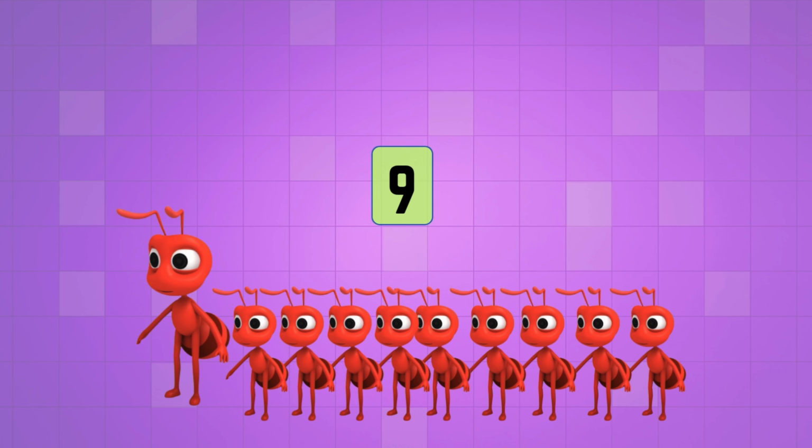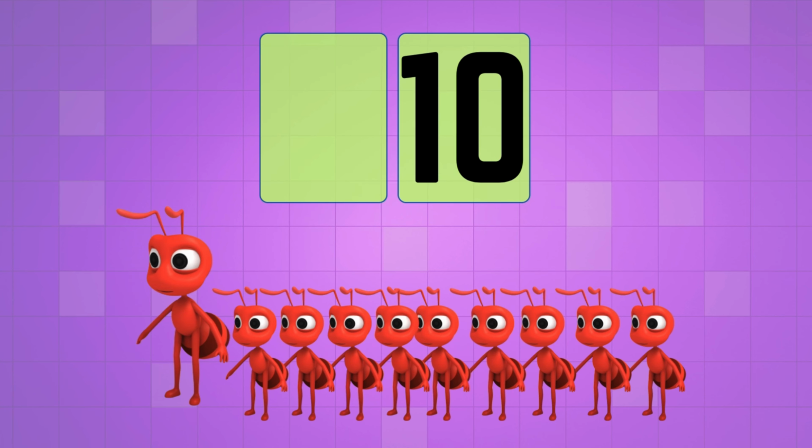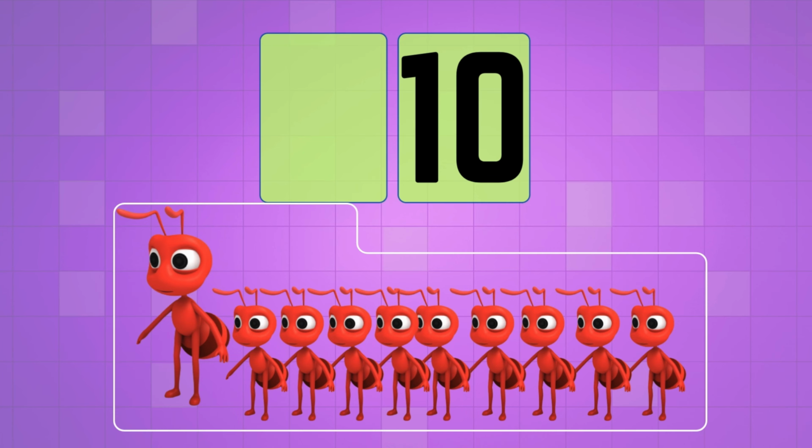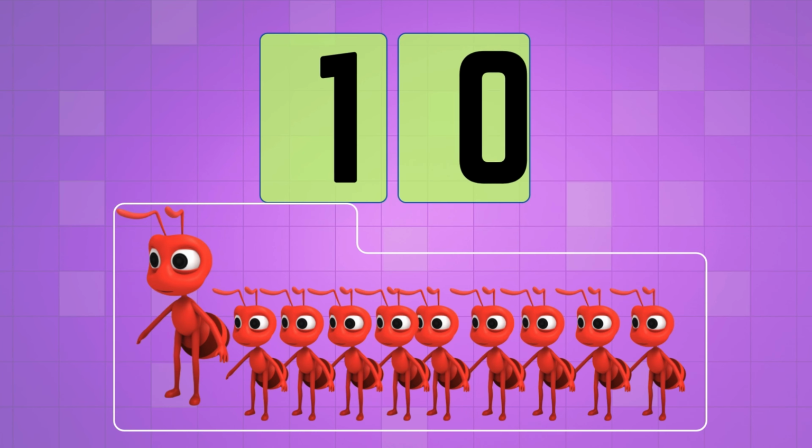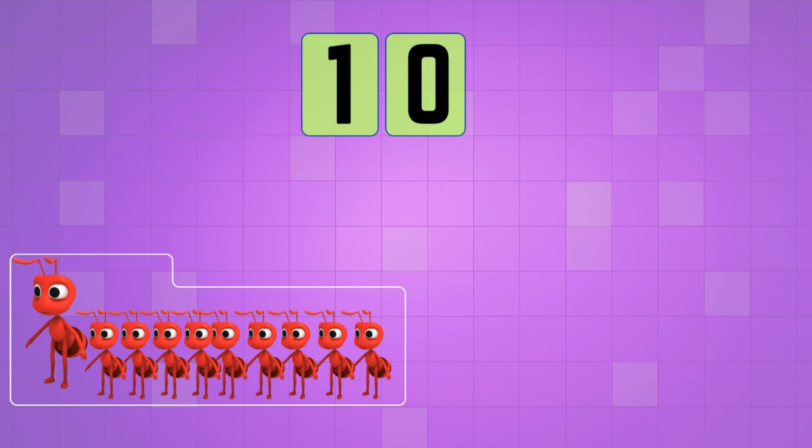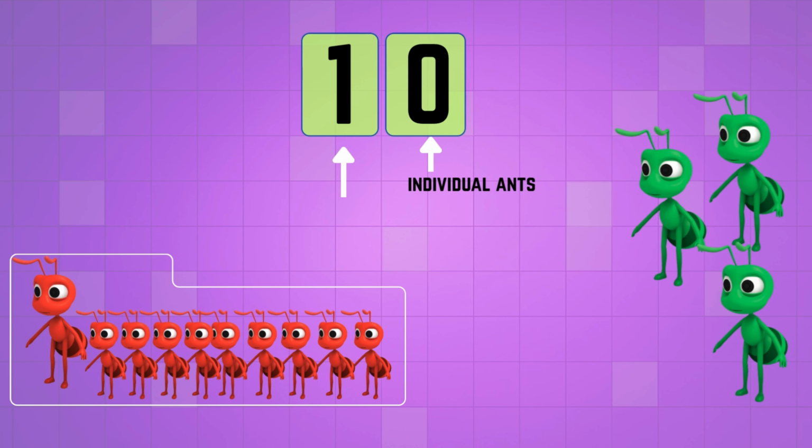So instead of stuffing all the ants into one box, we introduce a new box right next to the old one. This new box is used to hold a group of 10 ants. Just so you know, when we reach 10 ants, we move the 1 to the tens place. That's better. Now we use the ones place to count individual ants, and the tens place to count groups of 10.